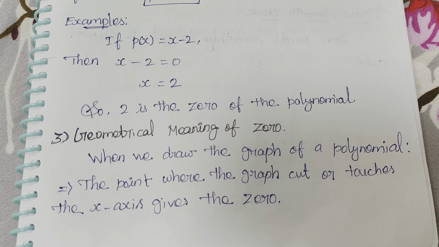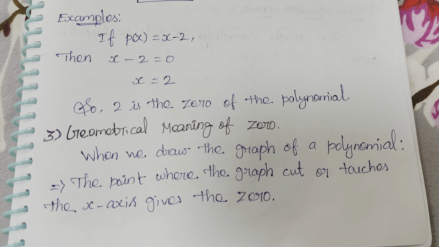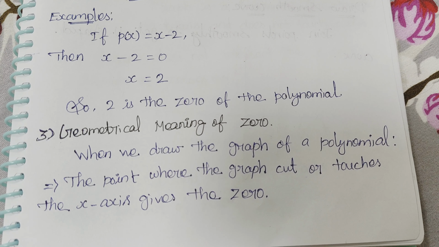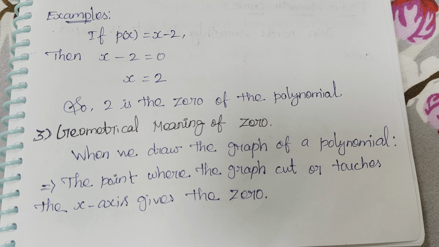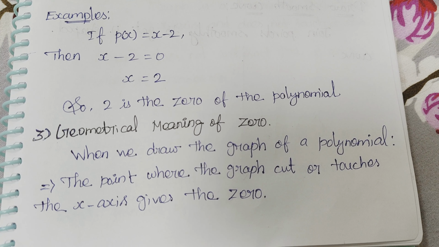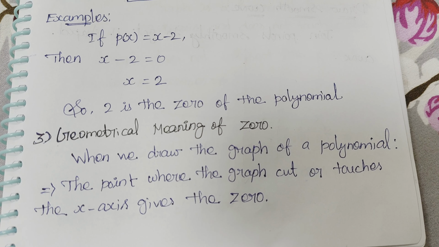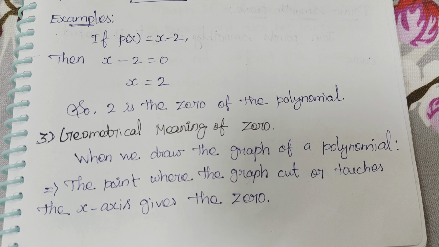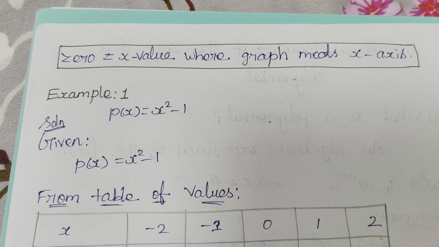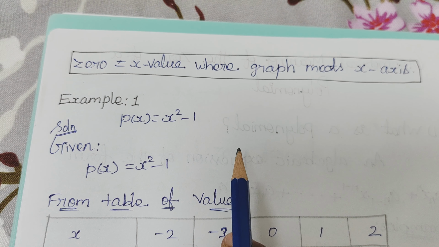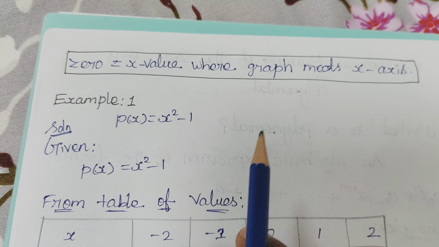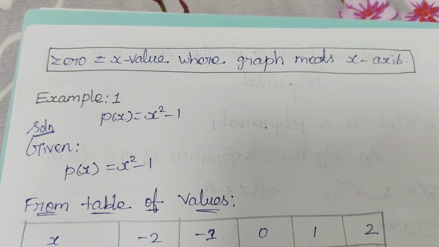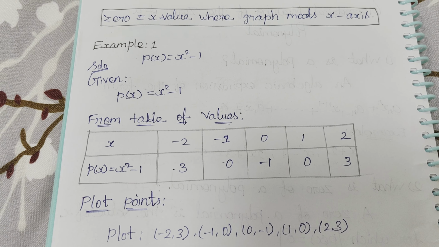Now let's move to the geometrical meaning of the zero of a polynomial. When we draw the graph of a polynomial, the points where the graph cuts or touches the x-axis give us the zeros of the polynomial. In simple words, the x value where the graph meets the x-axis is called the zero. Let's understand this with an example.